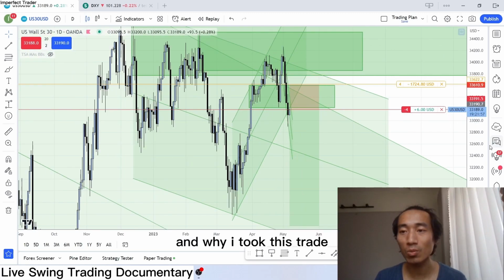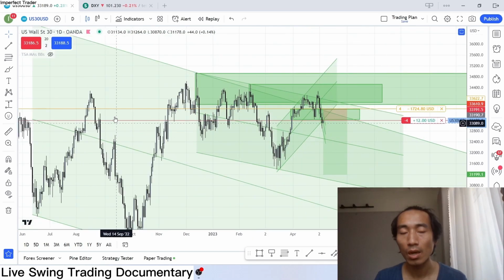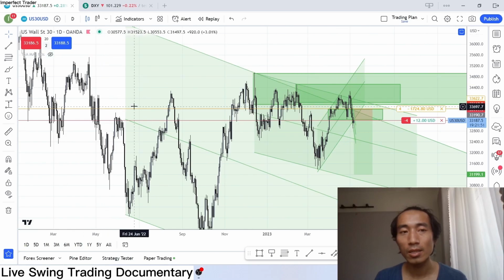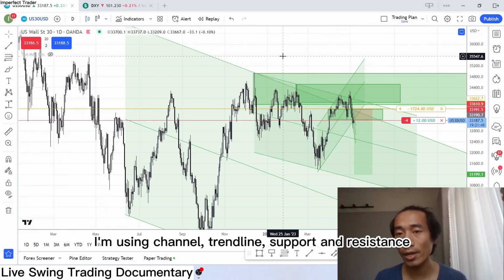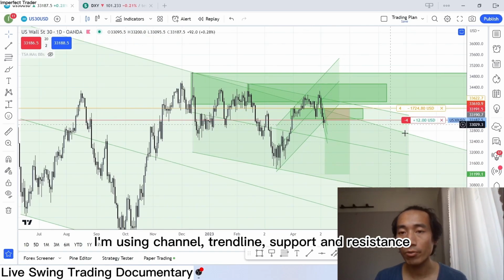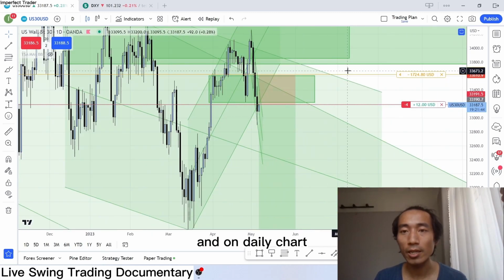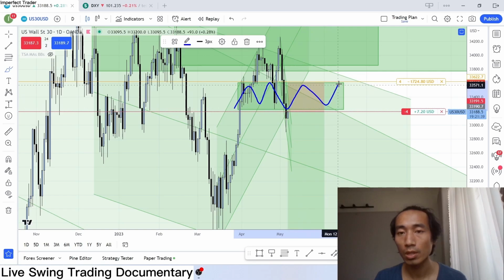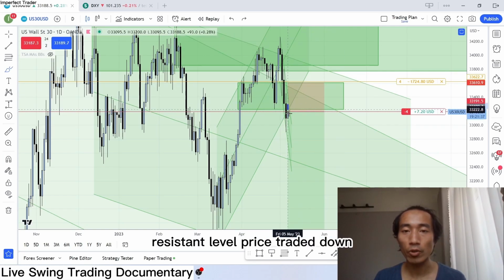And why I took this trade, I'm using channel lines, support and resistance, and on the daily chart, I actually consider this one a very powerful resistance level. Price traded down.